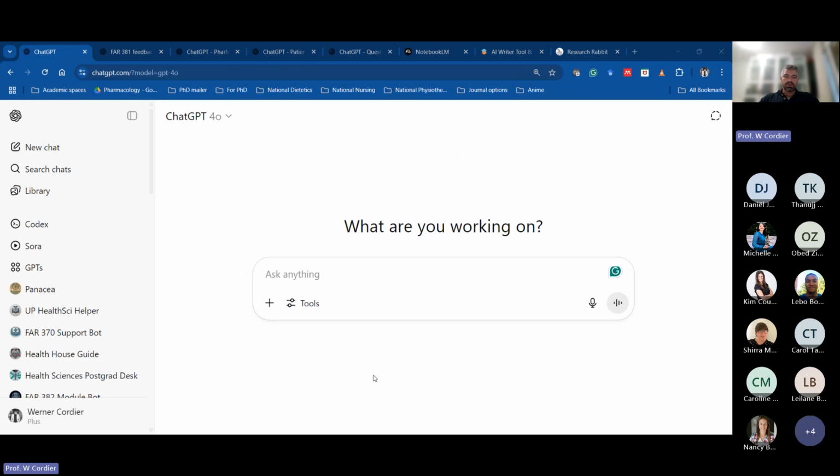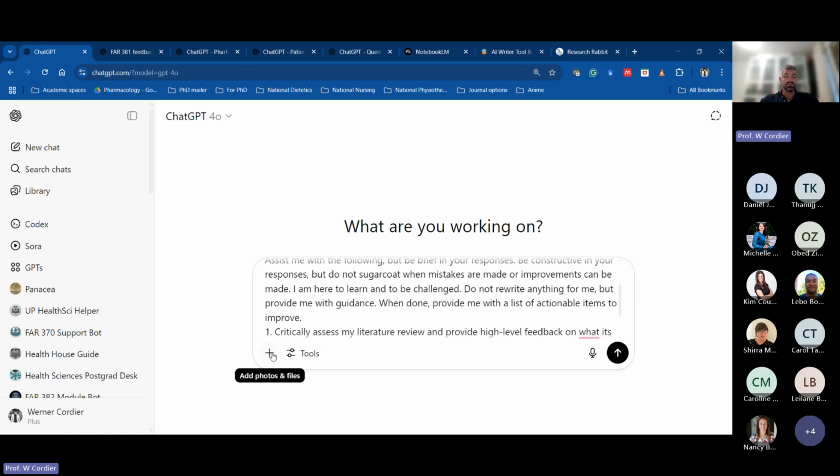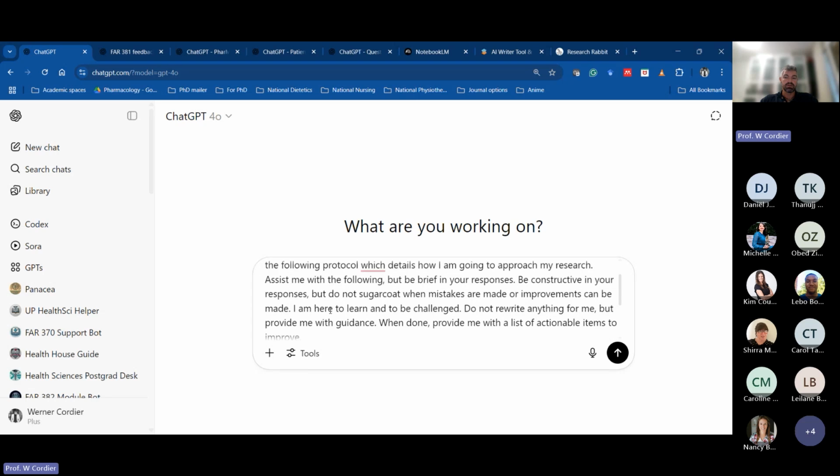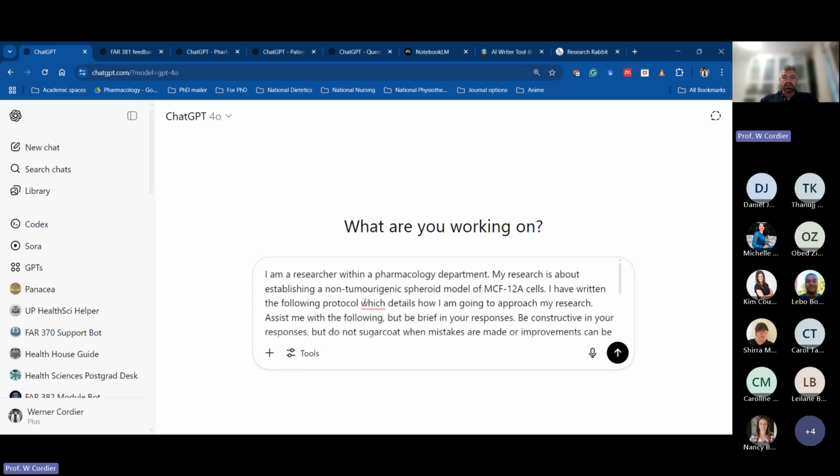Students naturally, when they write, don't necessarily write the most amazing things at the start. We do sometimes get incredible writers for students, but sometimes not amazingly well. So something that I've done with some of my students, when they really want high-level feedback and I don't have time, is I give them a prompt such as this, which is: I am a researcher in the pharmacology department. My research is about establishing a non-neurogenic spheroid model. I've written the following protocol.